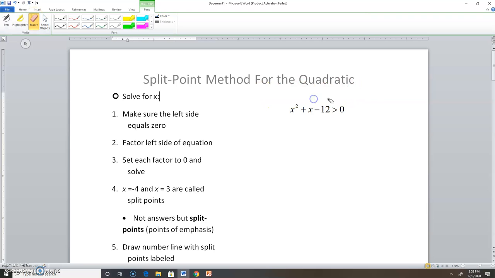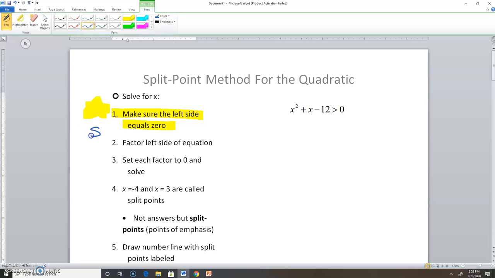So the first step that we need to do is, actually, whoa, I got ahead of myself. The first step is we have to make sure that the left side or the right side equals 0. It doesn't matter which one's which. That's very important. Don't forget to do that step.